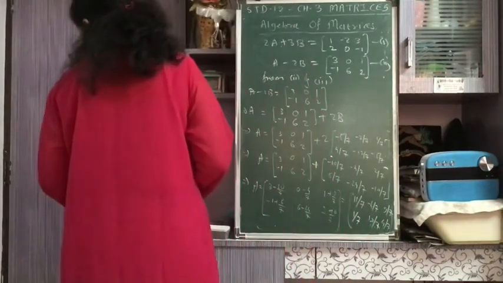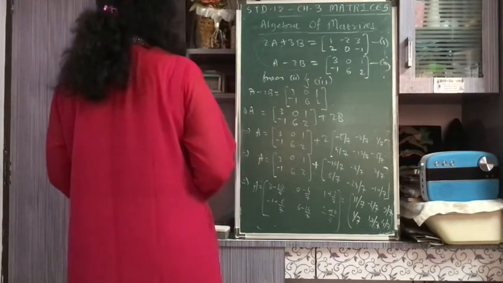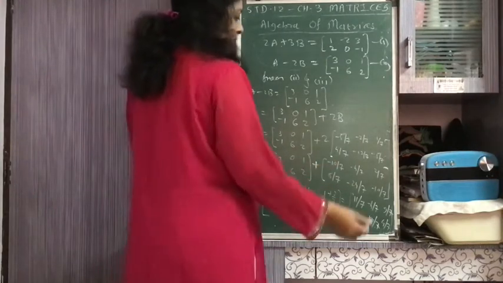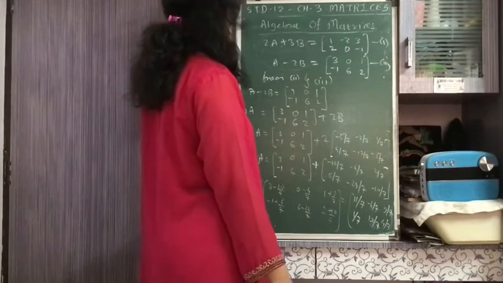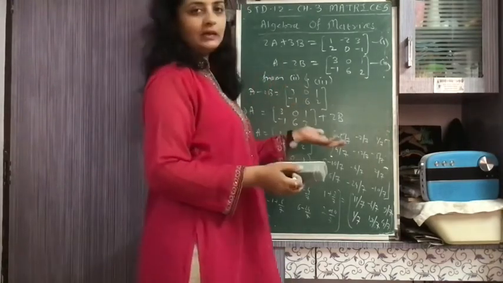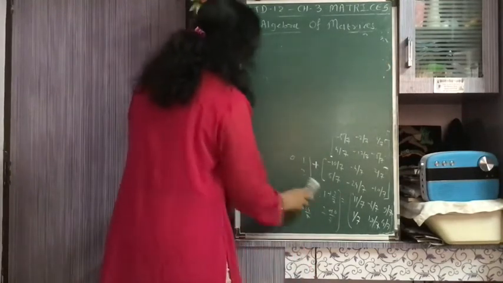A is 11 by 7, 1 by 7, minus 4 by 7, 18 by 7, 9 by 7 and 4 by 7 of order 2 by 3. So this is how you can solve the matrix equation. This type of equation will come for 4 marks, and is comparatively easy.